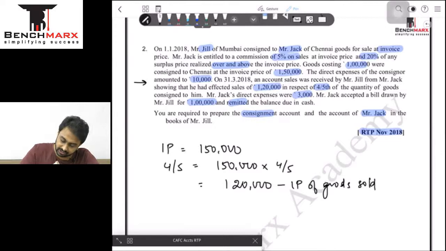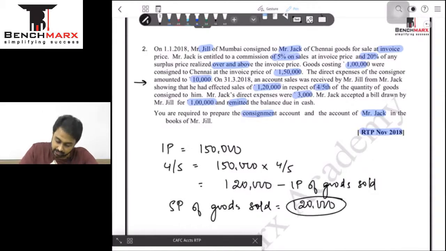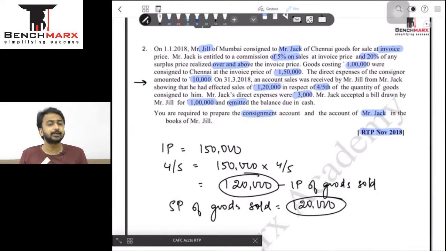What is the selling price of goods sold? Selling price of goods sold is equal to 1,20,000. It's a coincidence that the selling price is also 1,20,000 and the invoice price is also 1,20,000. So can I say there is no content of the sales which is above the invoice price? Yes, which means he will get only the basic commission, not the additional commission, because none of the sale proceeds is above the invoice price. So 120 into 5% is going to be his entire commission.